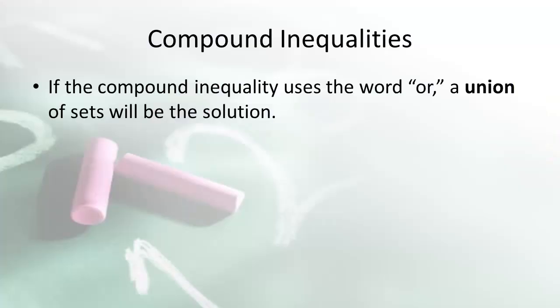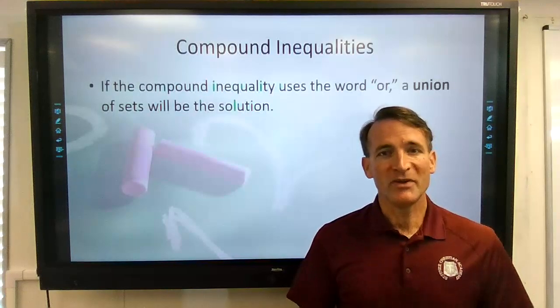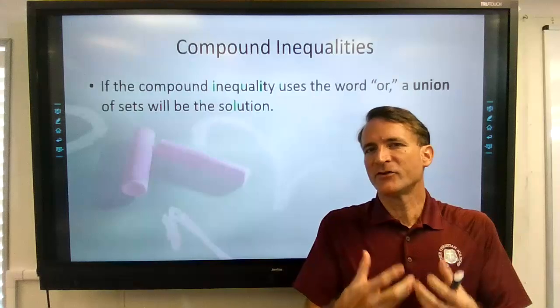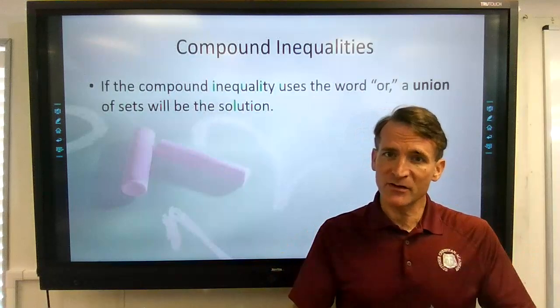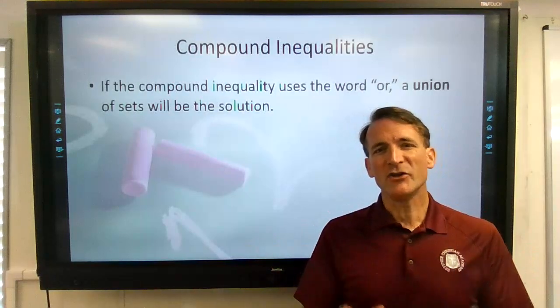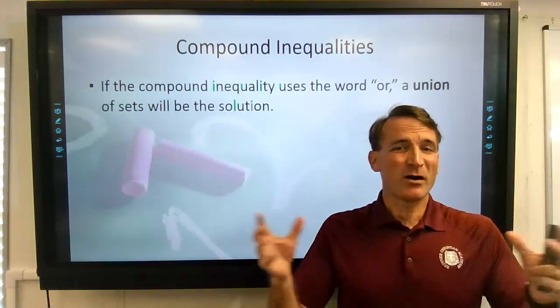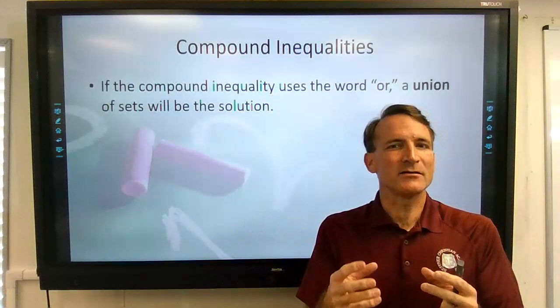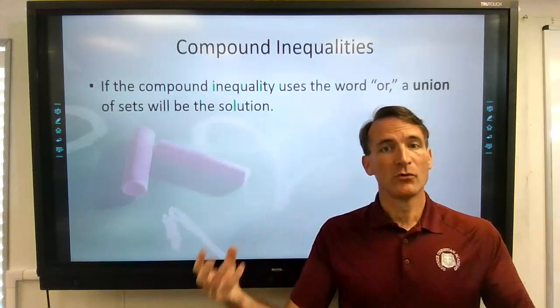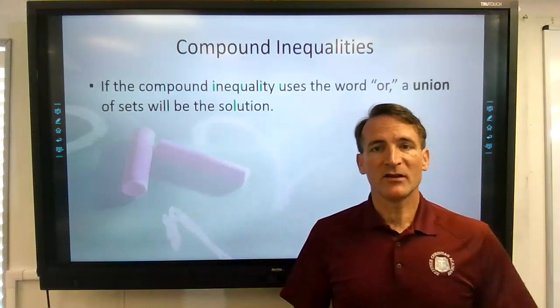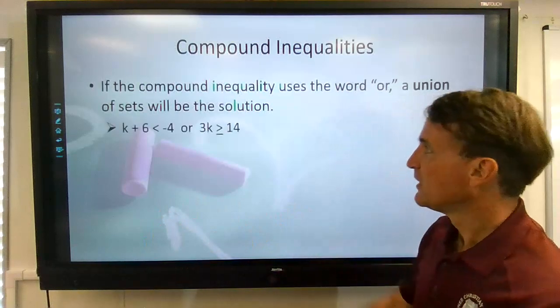If the compound inequality uses the word or, then we have what is called a union of sets for the solution. A union would be something that's together, but yet there are still individual pieces. Unlike an intersection, where if I'm standing in the center of the intersection, I'm on both streets, with a union it's part of the solution, but they're not necessarily together in the same area, but they're both really answers. I'll give you an example here as we work one out.